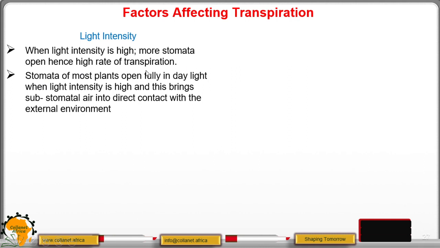That means they will require water, or the guard cells will draw in water from the neighboring cells. And when the guard cells draw water from the neighboring cells, they bulge and open. That is in daylight.